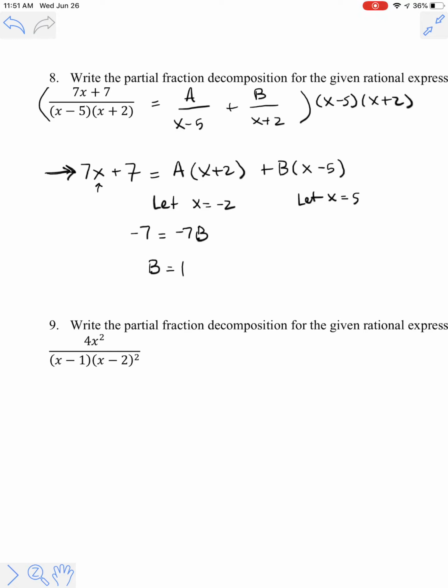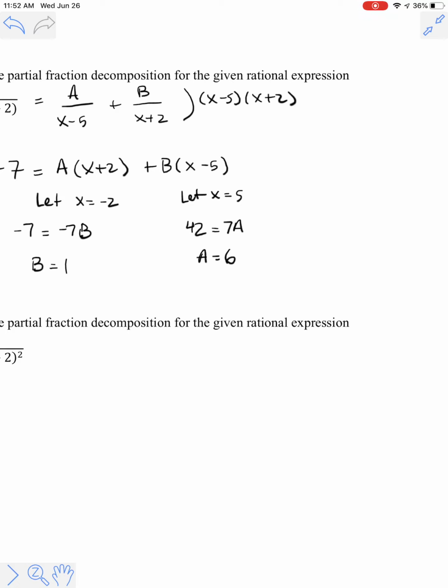So here that'd be 35 plus 7, which is 42. Here 5 plus 2 is 7, and then 7 times a is 7a, and then if I plug in a 5 there, b cancels to 0. So we get a equals 6. So then I know what a is, I know what b is, so my partial fractions become 6 over x minus 5 plus 1 over x plus 2.